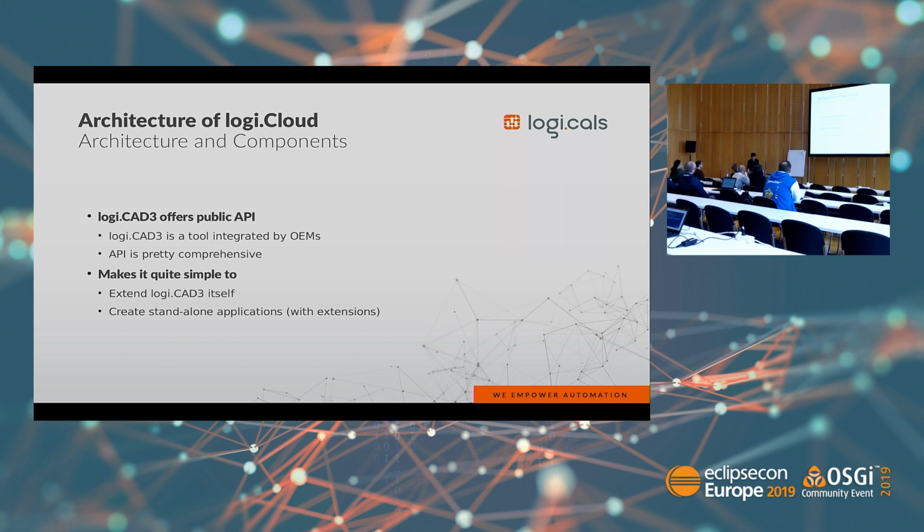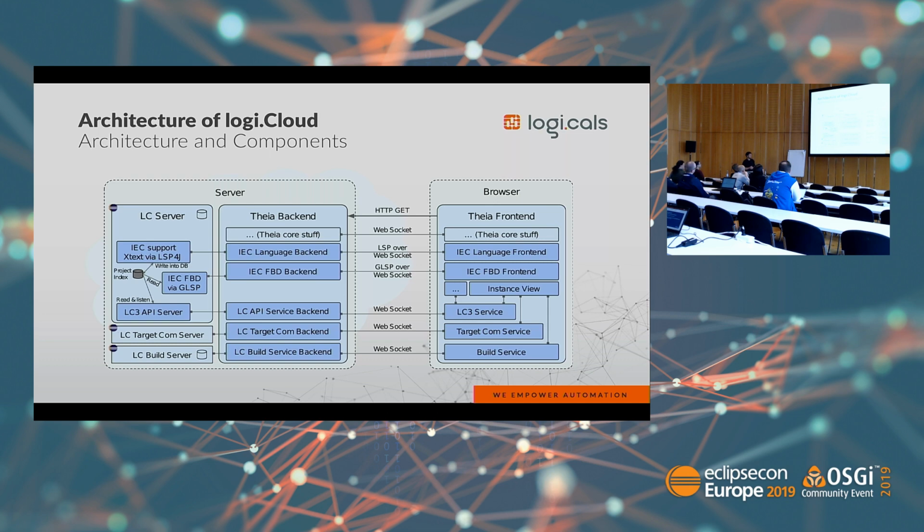So these abilities and this background led to the architecture that we have in place right now. So on the right-hand side, you can see what's running in the browser. This is basically the Theia frontend, and on the server side, we have the Theia backend and the Logic.CAD servers, 3 of them, corresponding to the 3 components that we had in the previous slides.